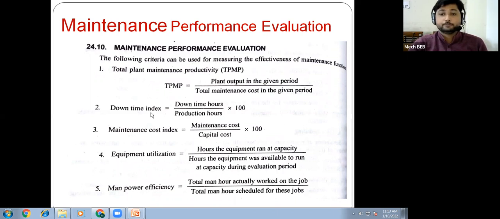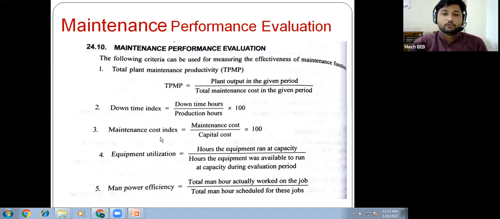Okay, so downtime we have to consider as an undesirable thing in the industry. So here everyone tries to reduce this downtime, and everyone wants to increase the production hours. So downtime index is the undesirable thing, and everyone tries to reduce this downtime index. So downtime index will be the ratio of downtime hours divided by production hours multiplied by 100.